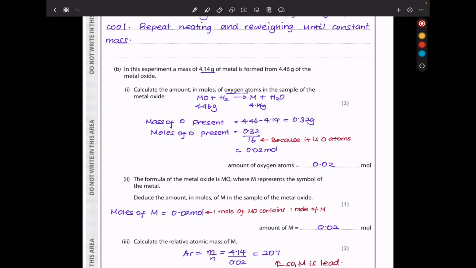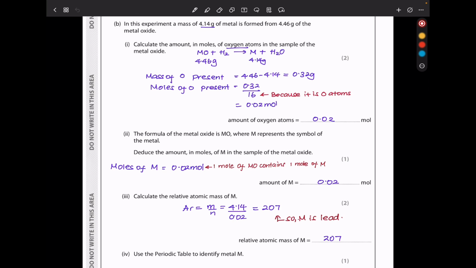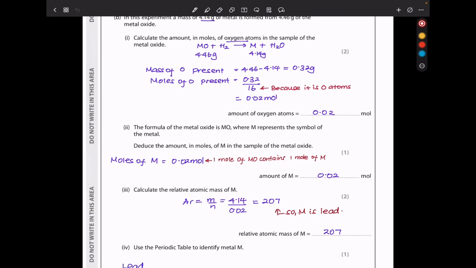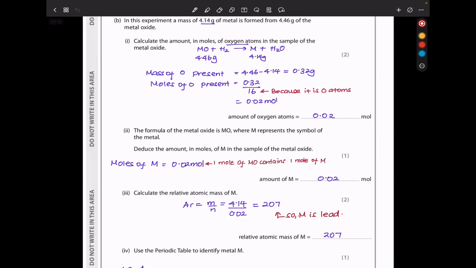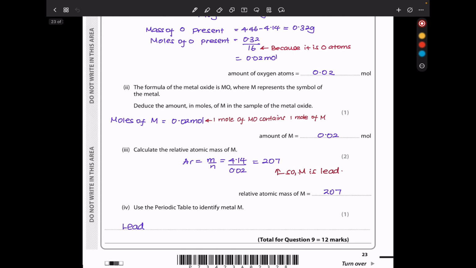So the moles of oxygen atoms present is going to be 0.32 divided by 16. Again, I'm using atomic mass, not molecular mass. And this gave me 0.02 mole, which is the amount of oxygen atoms. Next they say the formula of the metal oxide is MO, where M represents the symbol of the metal. Deduce the amount in mole of M in the sample of the metal oxide. In 1 mole of this, we have 1 mole of oxygen. So the number of moles of the metal is also going to be 0.02.